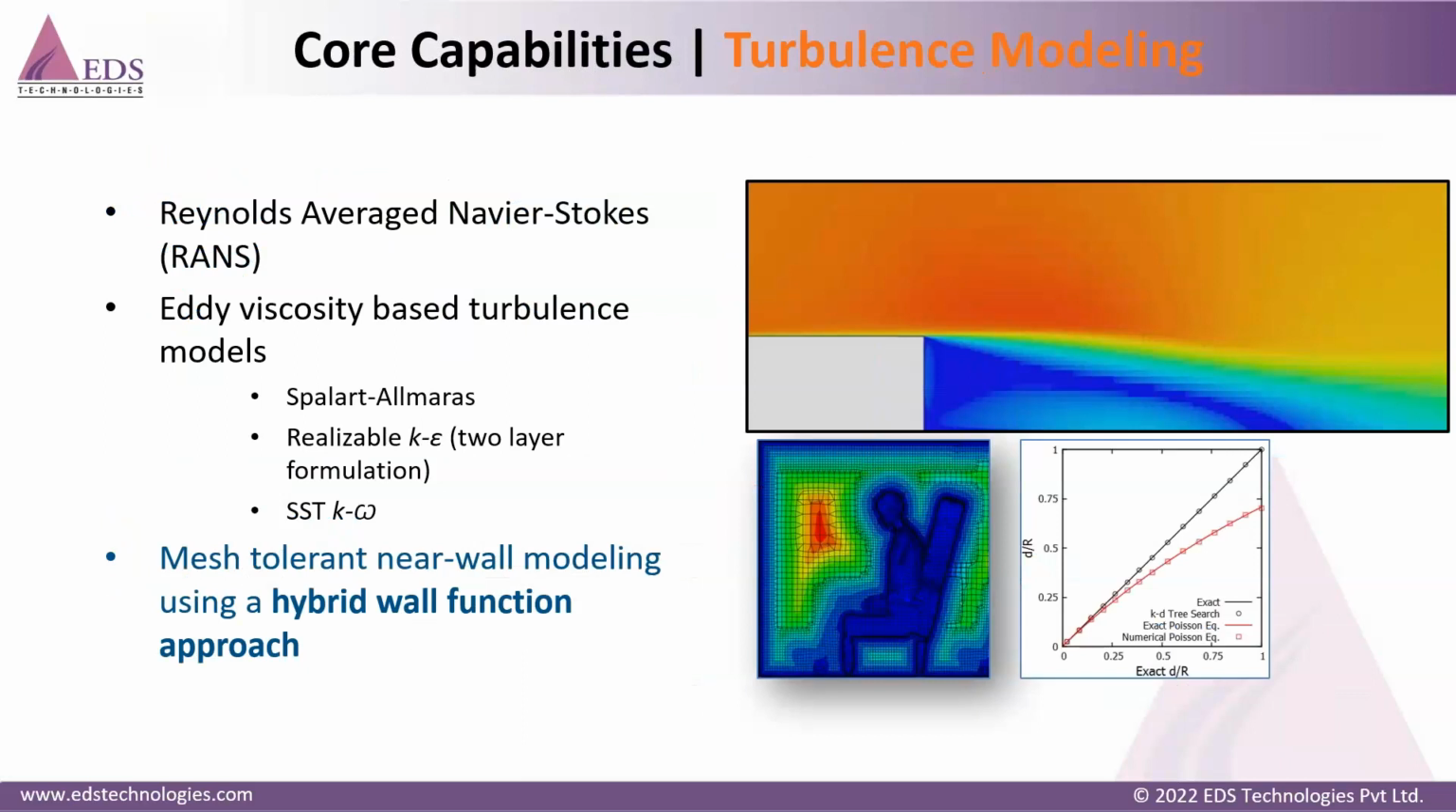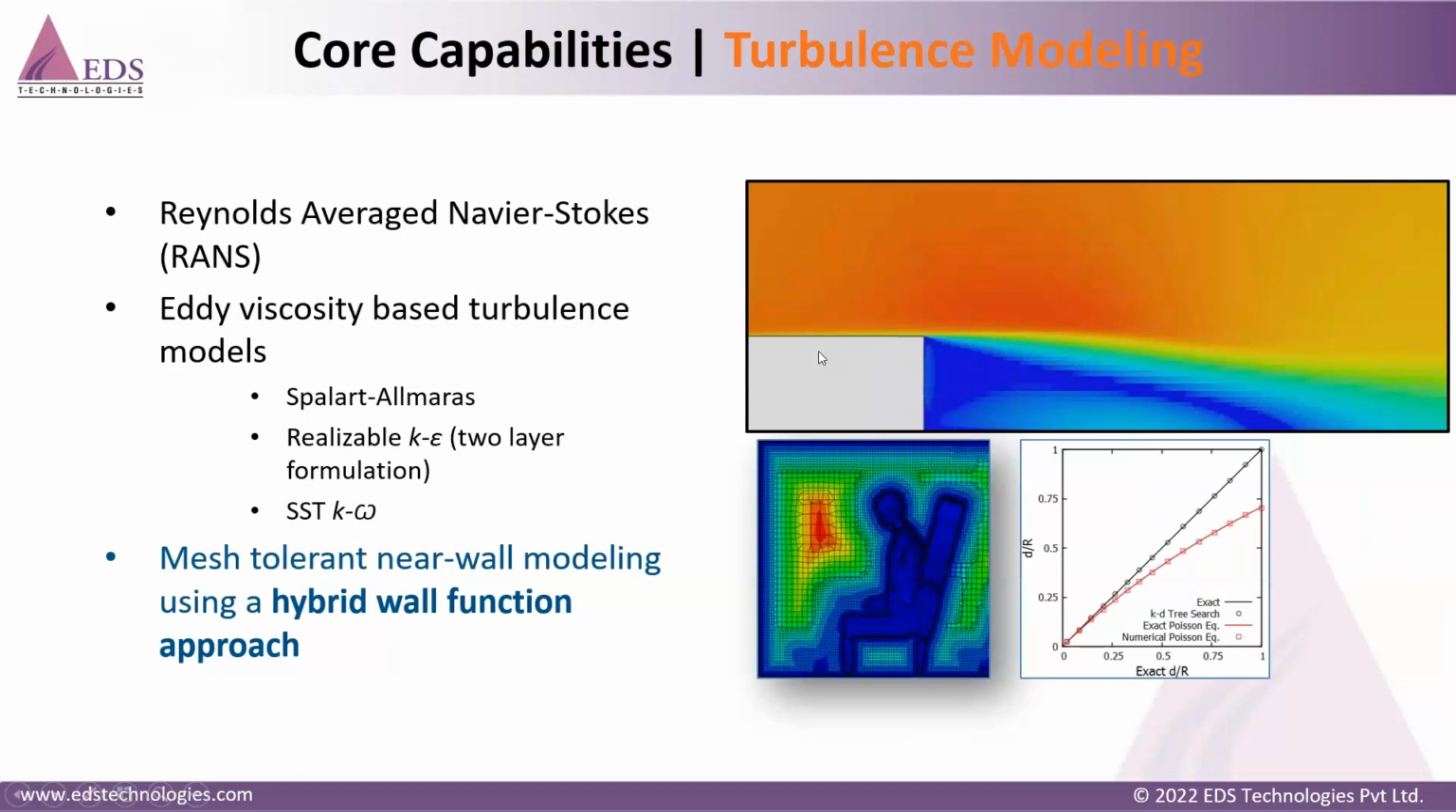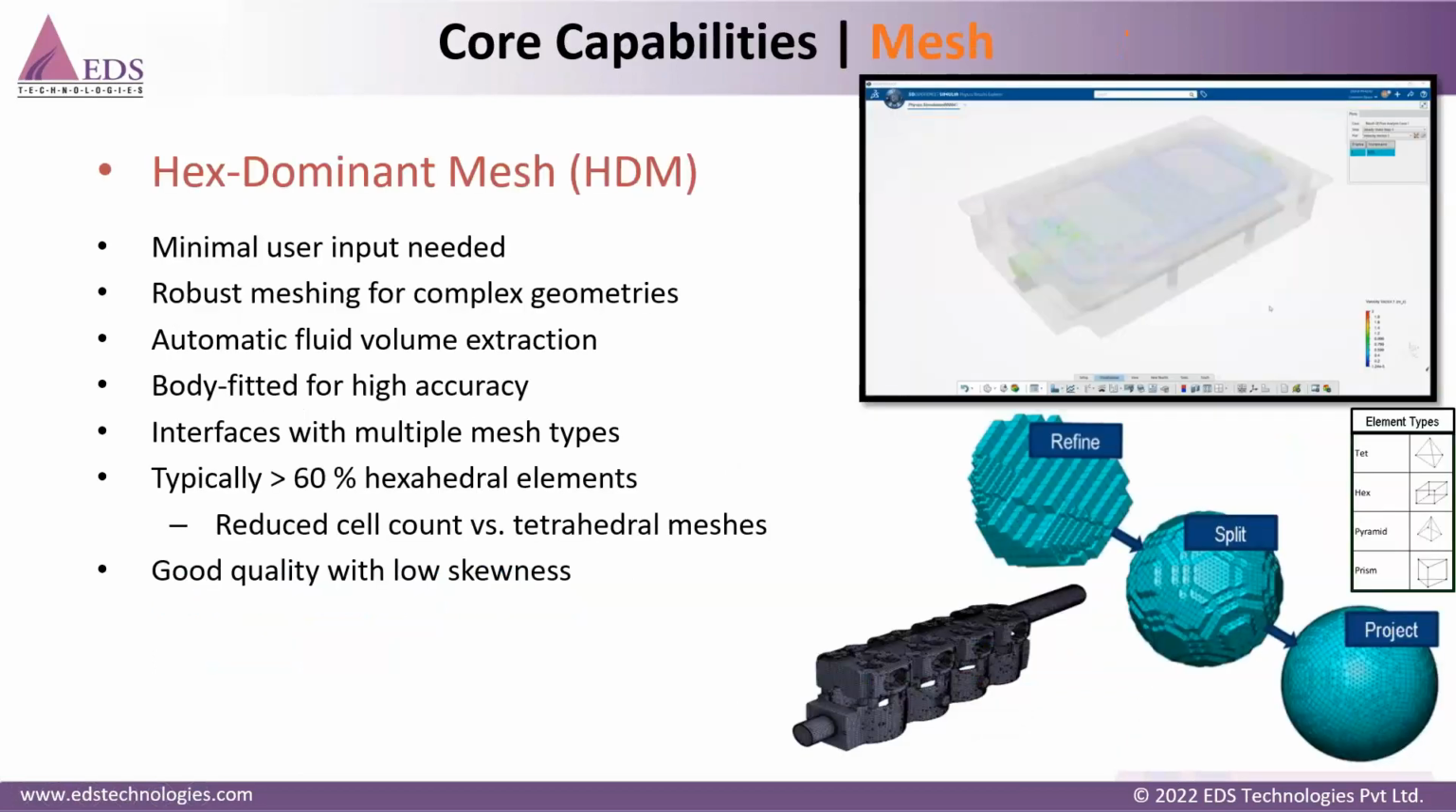And when it comes to the core capability of turbulence modeling, we are using the Reynolds-averaged Navier-Stokes, RANS, or eddy viscosity based turbulence model. And you can see, I'm not sure if I have a video. Okay. So then comes the meshing.